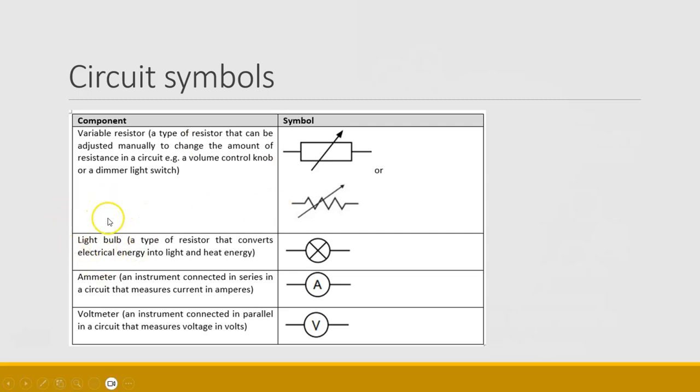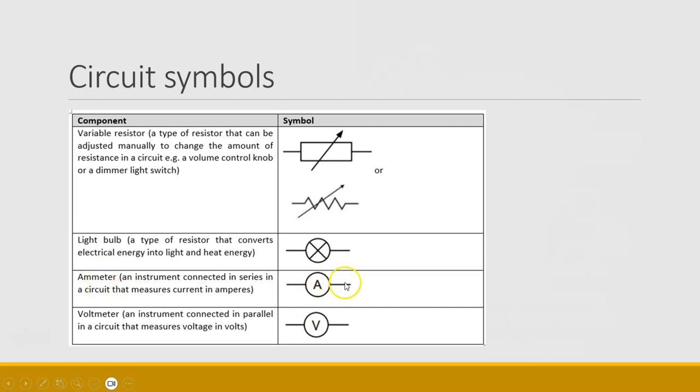A light bulb is a specific type of resistor. So a light bulb is a resistor that converts electrical energy into light and heat energy. The light energy is what we want to get out of the light bulb. The heat energy is actually wasted energy in the case of the light bulb.